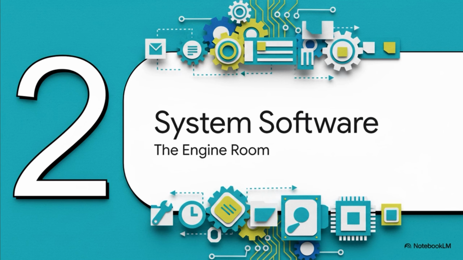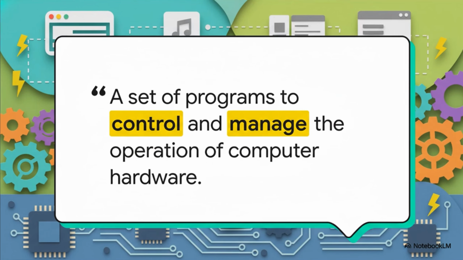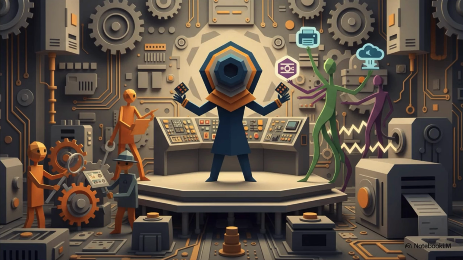Welcome to the engine room of your computer, the system software. Now, here's the crucial thing to understand. System software isn't for you. It's for the computer. Its entire job is to control and manage the hardware, creating a stable platform so all those application programs can run smoothly on top. This engine room has a crew of 3 key players.